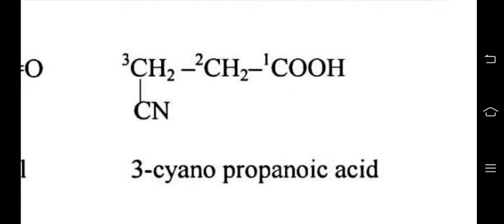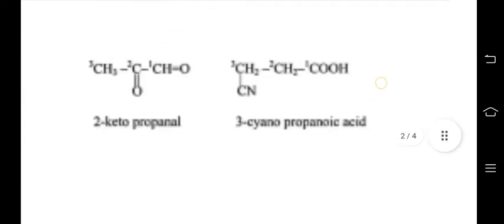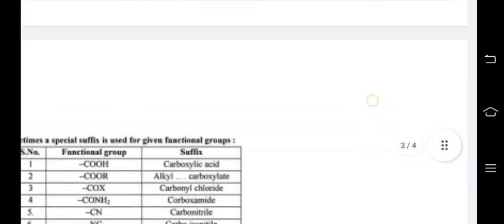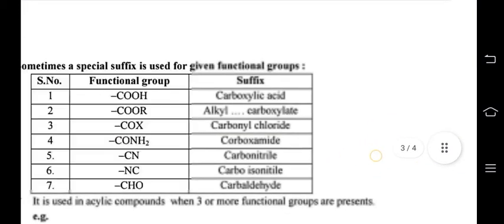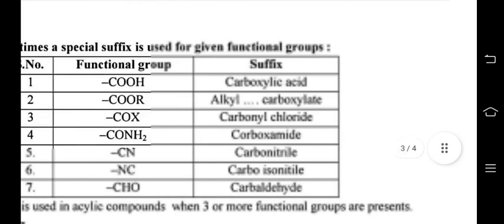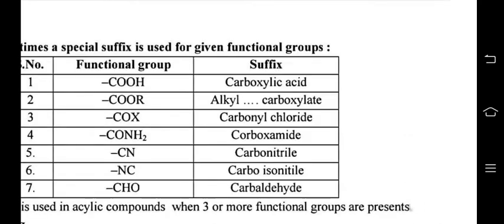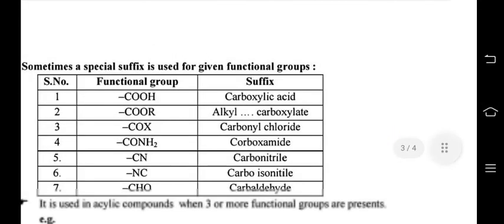So in this way we can give the nomenclature to the compounds. Next is the functional group suffix. COOH is the carboxylic acid group, COOR is the carboxylate group, COX is the carbonyl chloride group, CONH2 is the carboxamide group, CN is in the suffix carbonitrile group, NC is the carboisonitrile group, CHO carbaldehyde group. So sometimes a special suffix is used for the given functional group also.